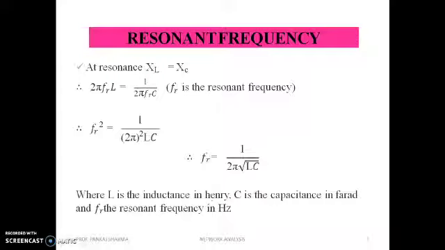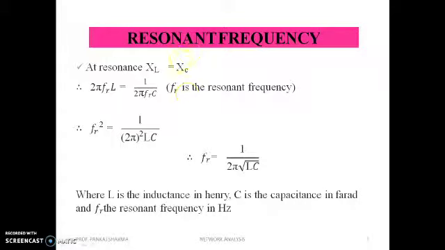Let's see what the resonant frequency is. The frequency at which resonance occurs is called the resonant frequency. Resonant frequency is the frequency at which resonance of the circuit occurs. Here we are dealing with a series circuit.